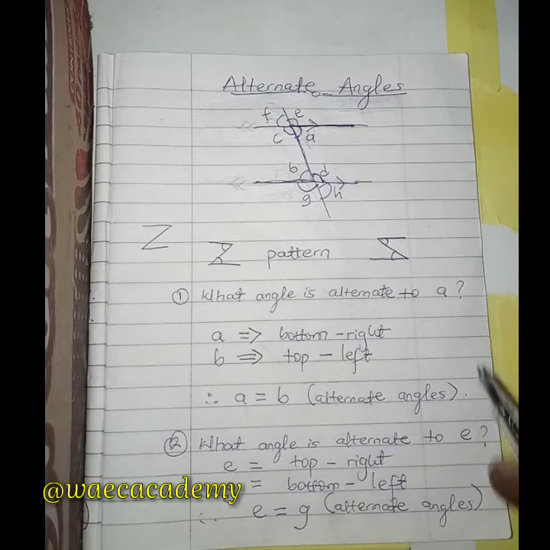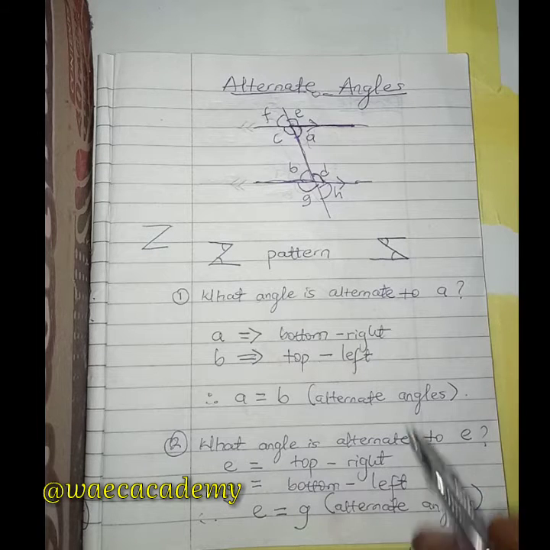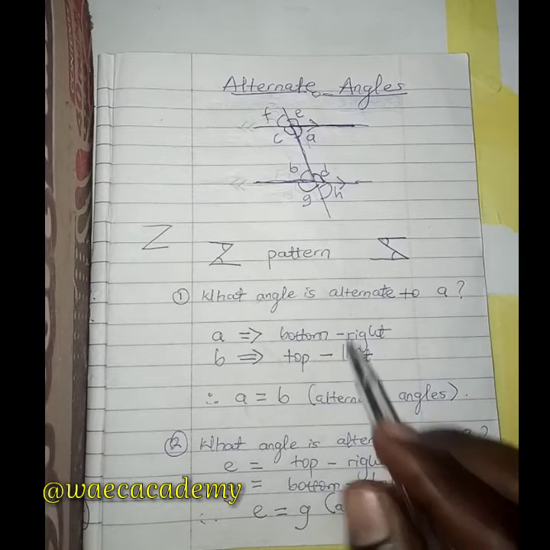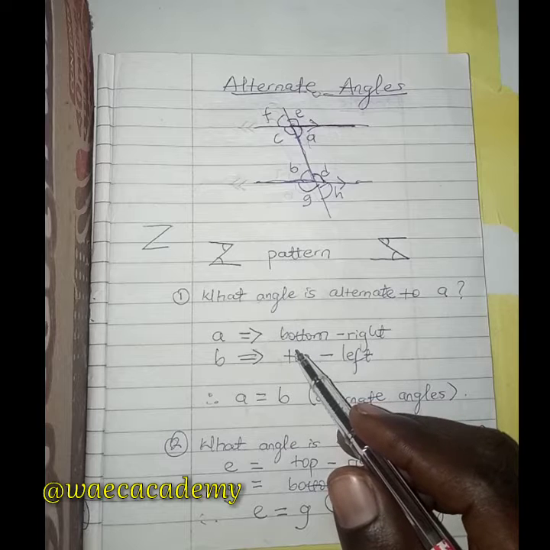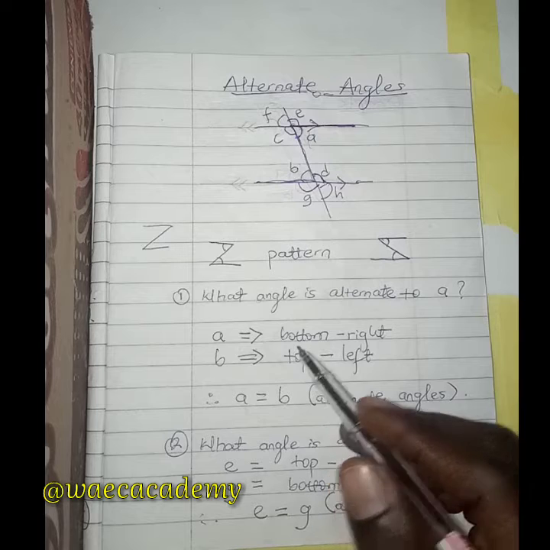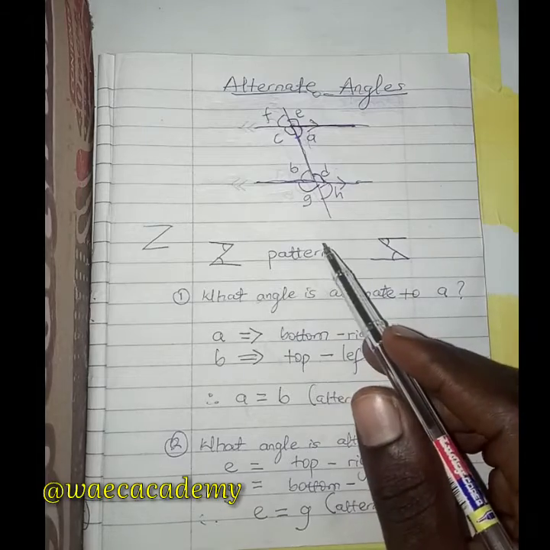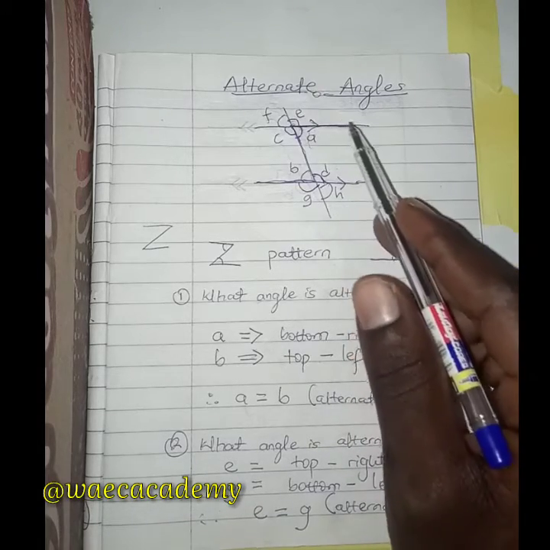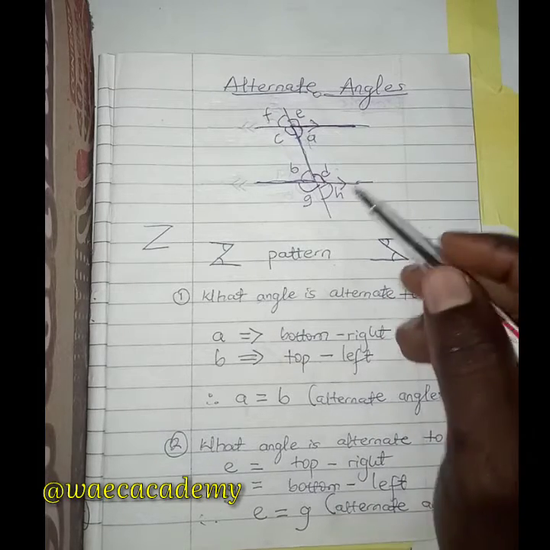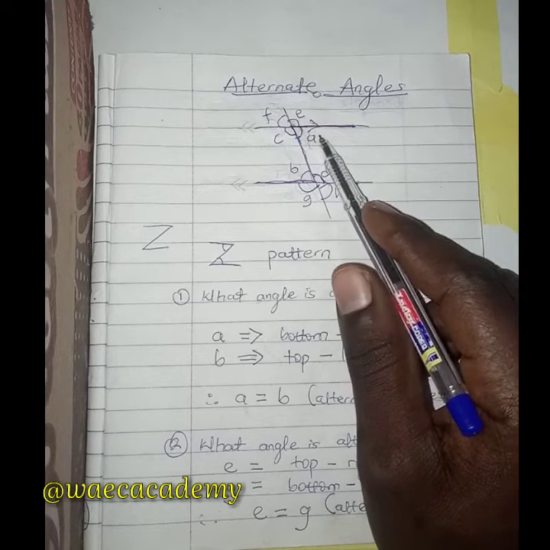So now for the very first one, let's try to do the solution. Number one, what angle is alternate to A? That's the question. So you're trying to find the alternate angle to angle A. Where is angle A? A is down here, okay? So A is down here on the first parallel line at the bottom.